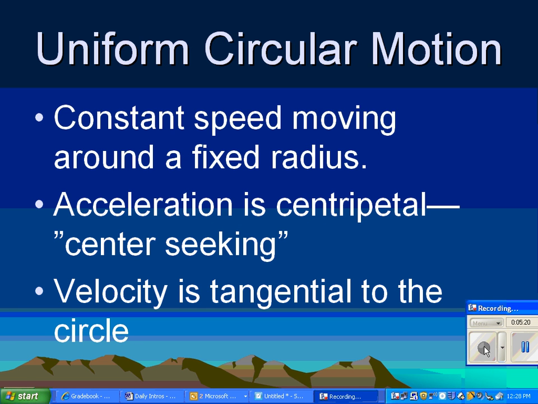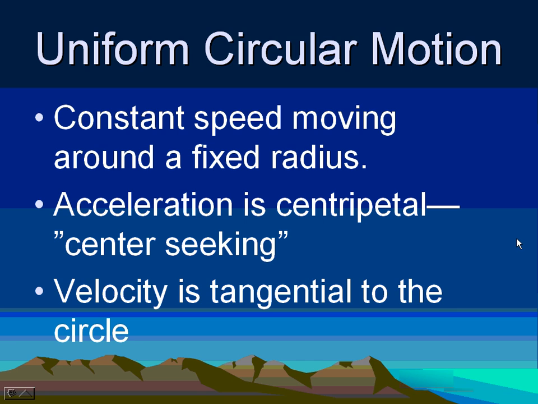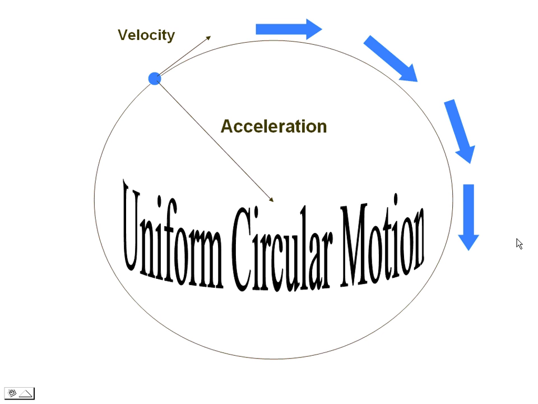So let's look at that visually, what we're talking about here. There we go. Something is moving in uniform circular motion. It's moving around with a constant speed, but its velocity is not constant. Why is the velocity not constant? Because it's changing direction. It has a constant speed with a constantly changing direction.